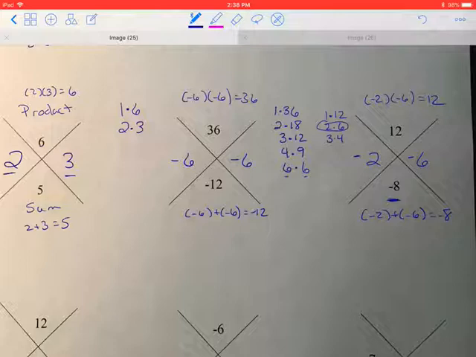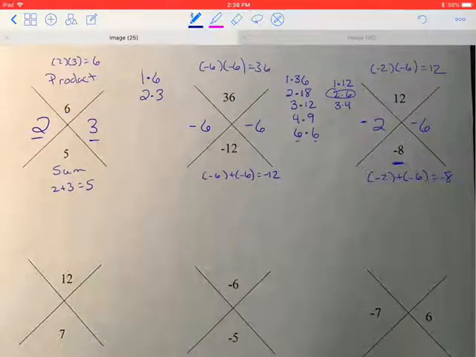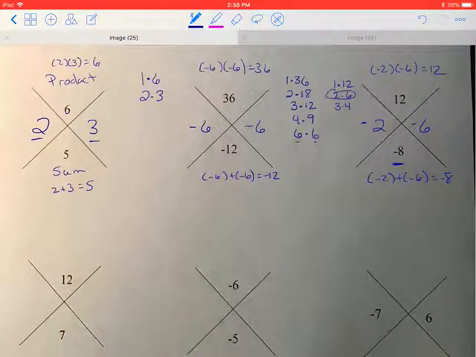All right, so we can use our factors of 12 again on this next problem. Let me zoom it out just a little bit. This time I want my numbers to add to be 7. So this time I'm going to use the 3 and the 4.